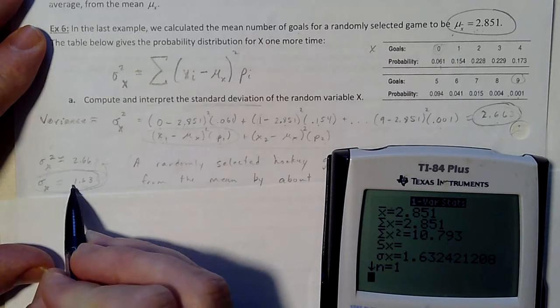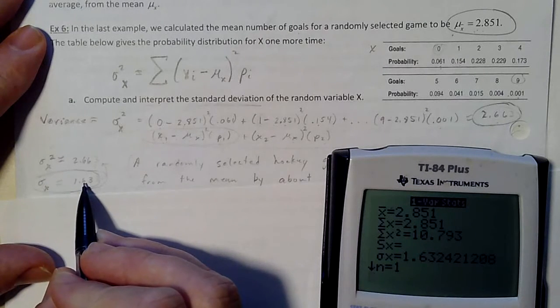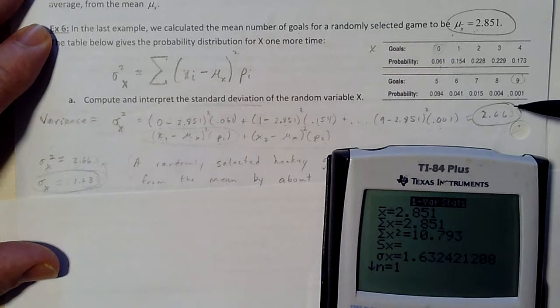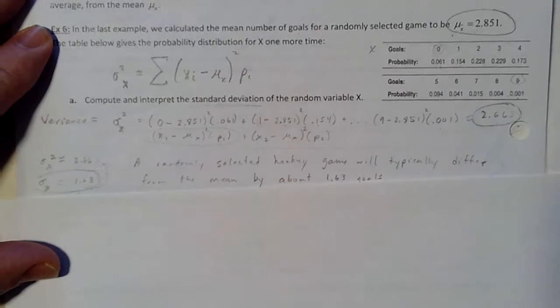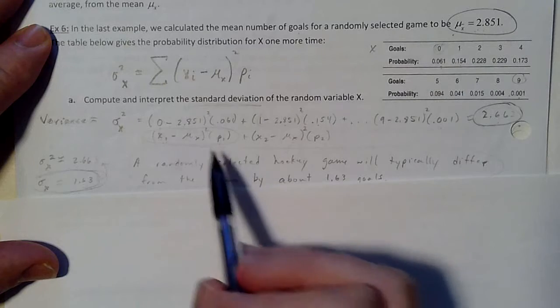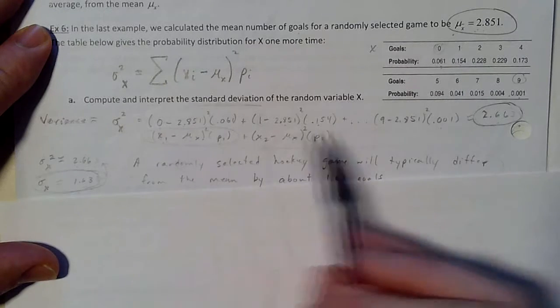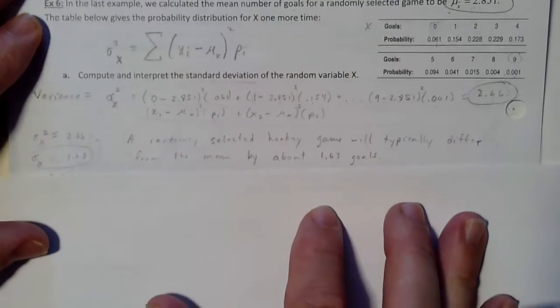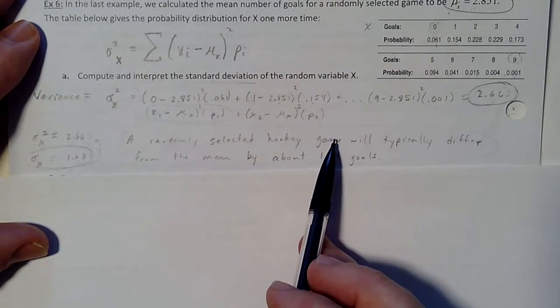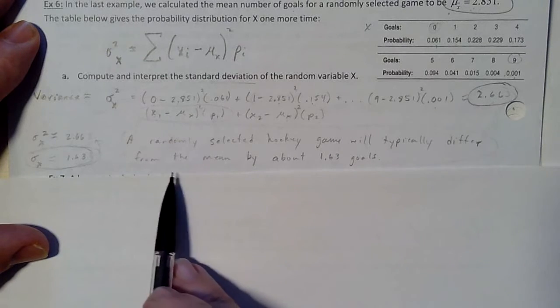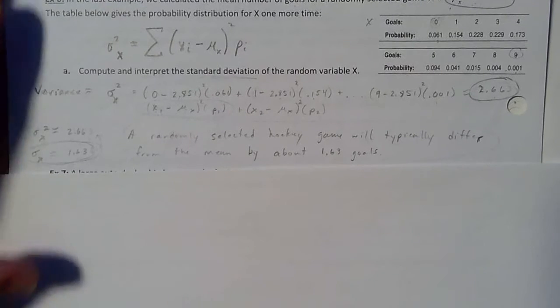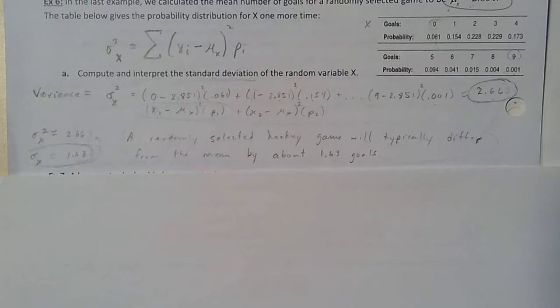Okay, but square that. So go to your clear screen and square it, and we get 2.66 for the variance. That's what you need to write here. Okay, so if they ask you to compute this on the AP exam or your own Chapter 6 test, show this, make sure you put the right number here, and then it says to interpret this. All right, so a randomly selected hockey game will typically differ from the mean by about 1.63 goals. Okay. All right, pause and write down that interpretation because I'm going to keep going here.